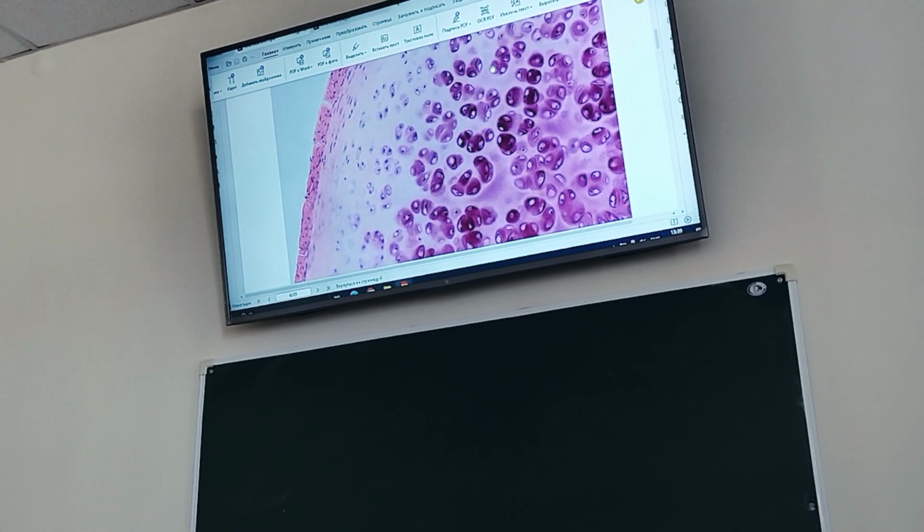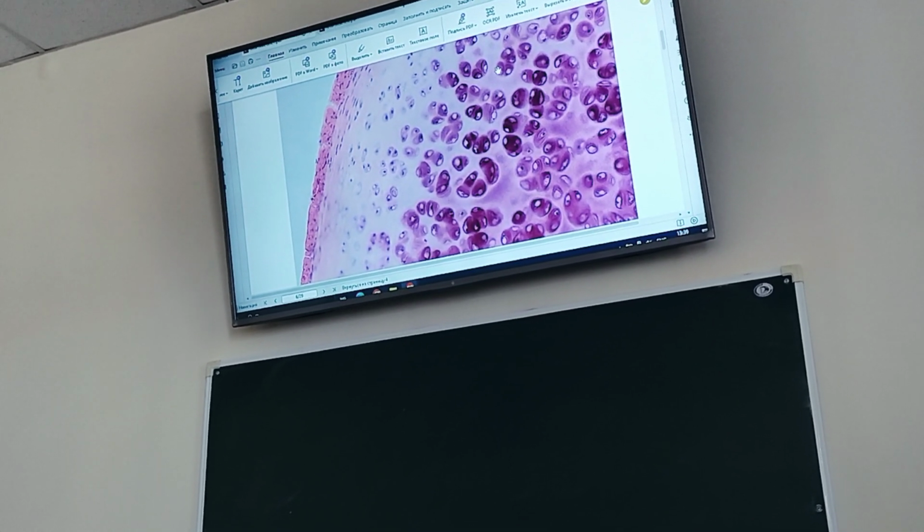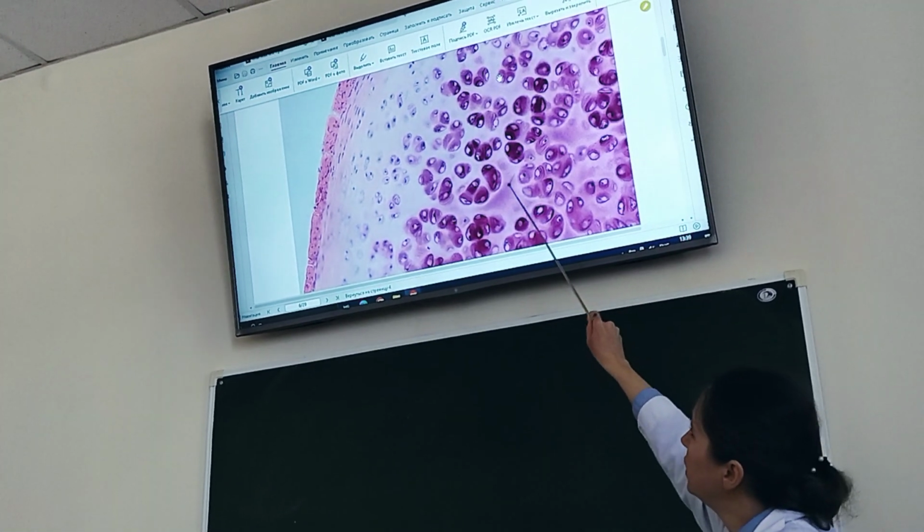Obviously, this is a hyaline cartilage. Between territorial matrices, we can see a less basophilic, transparent matrix.